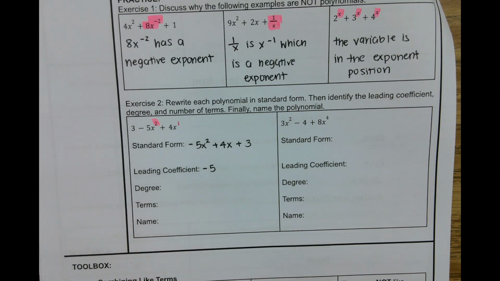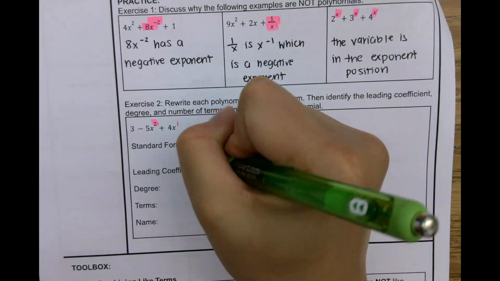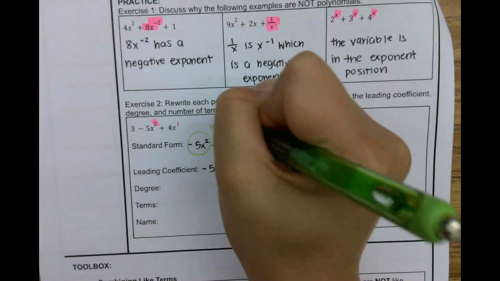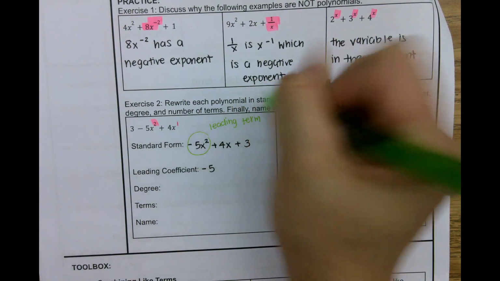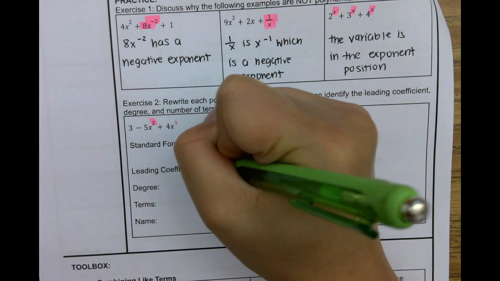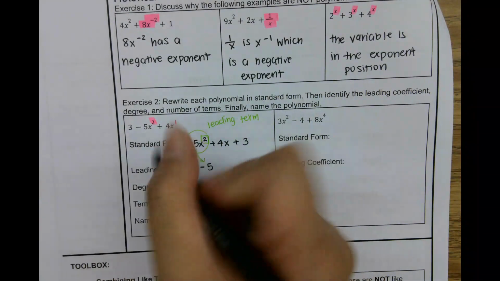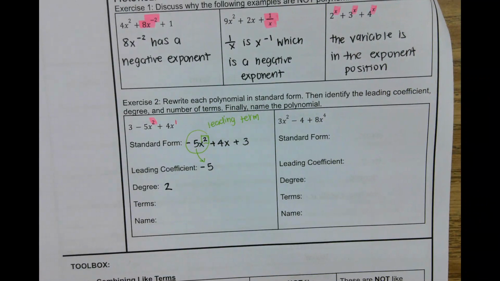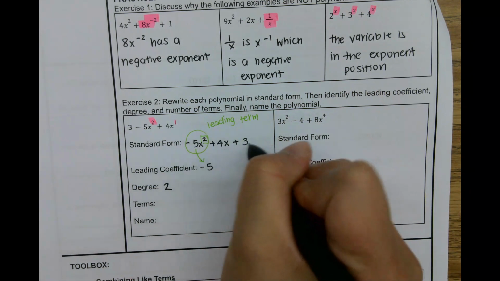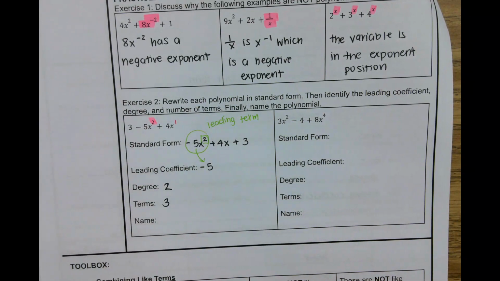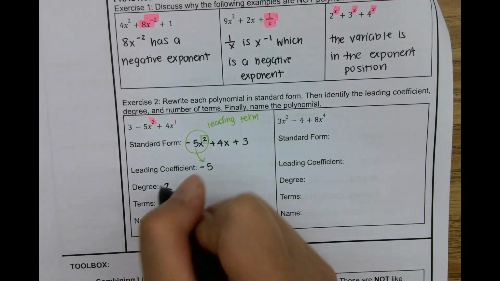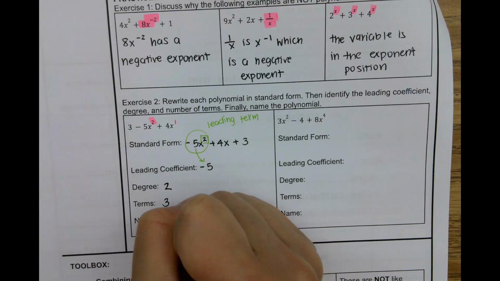So this here is my leading term. It is from that I decide my leading coefficient, and it is from this 2 here that determines the degree. How many terms are there? There are 3 terms: 1, 2, 3. And so the name of this, since the degree is 2, it would be a quadratic.